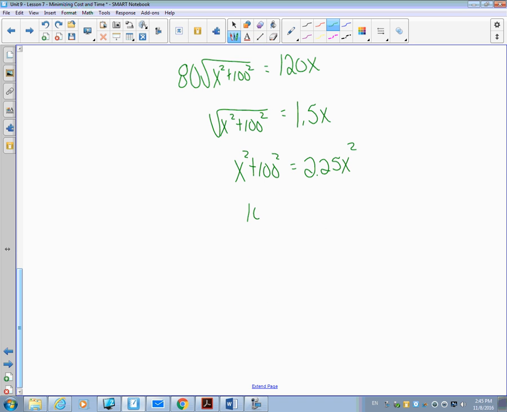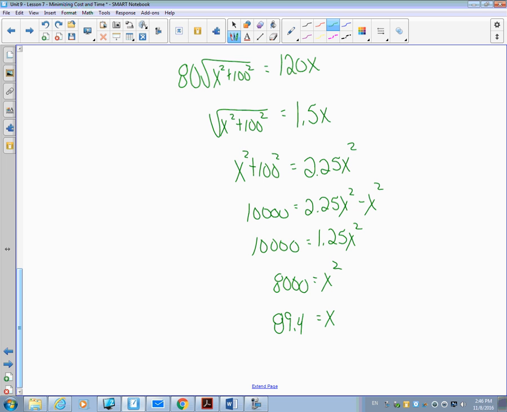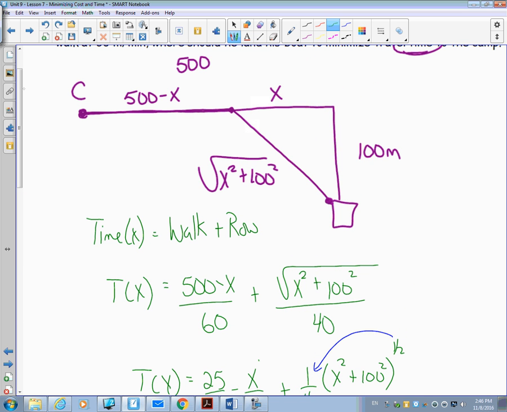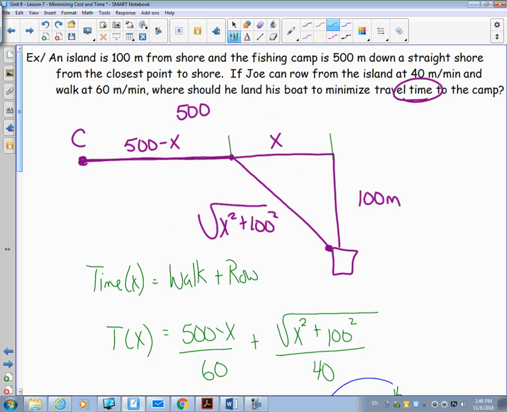I'm finally going to do the 100 squared, so it's 10,000. 2.25x squared minus x squared gives me 10,000 equals 1.25x squared. Divide both sides by 1.25, and I'll get 8,000 equals x squared. If I square root 8,000, I end up with approximately 89.4. What did x represent? x represented how far down the beach Joe can land the boat. He should go this far down the beach before he lands the boat.